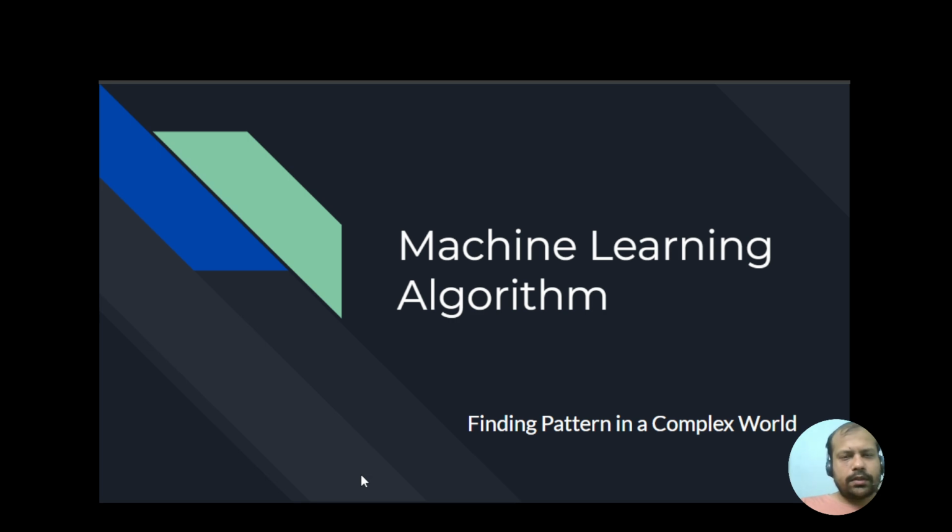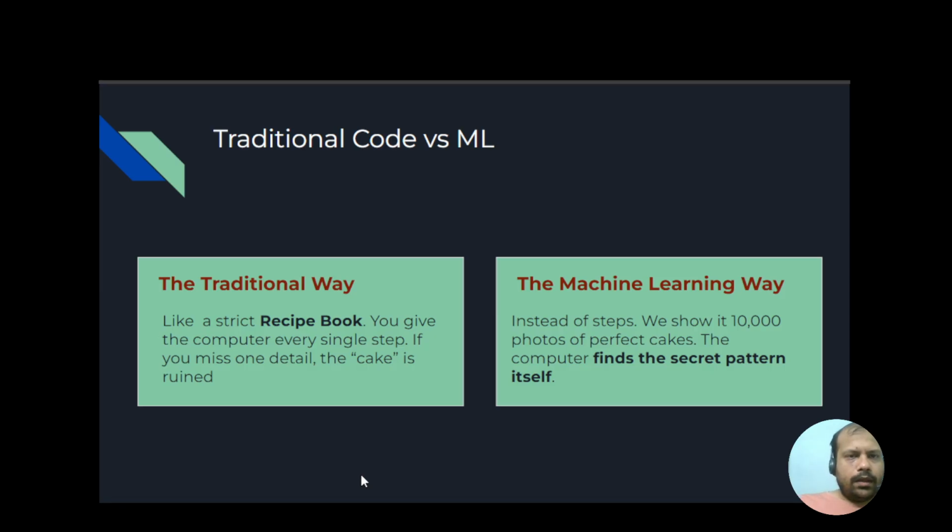In the previous video we discussed how a machine learning algorithm tries to find the pattern and then make the predictions over there. So, the difference between a traditional code and the machine learning way. In the traditional way, if you take an example, say you need to create a cake from a recipe book, you will provide every single step the system has to take, and then the end goal is to create a cake.